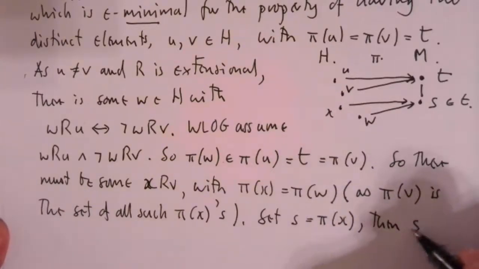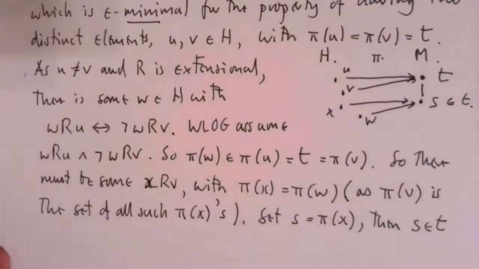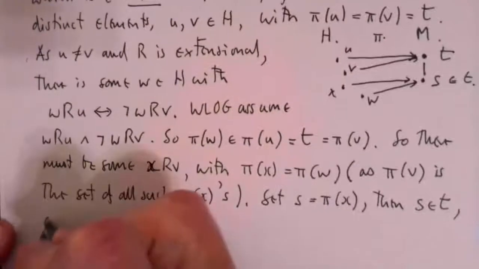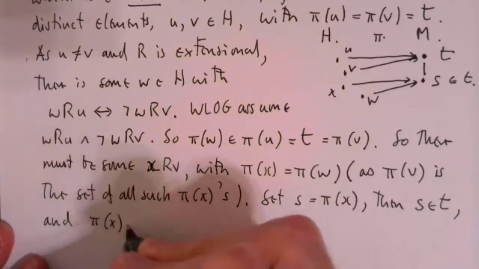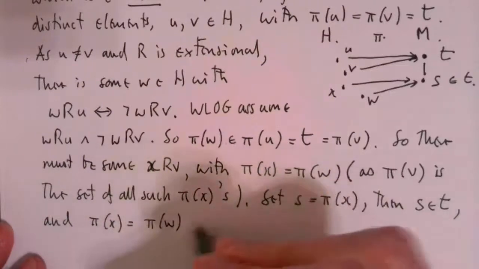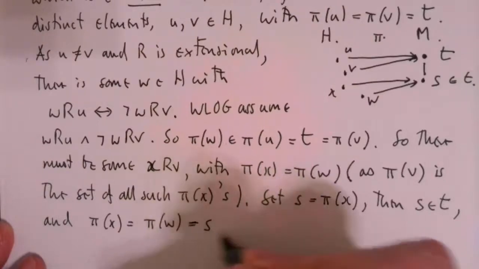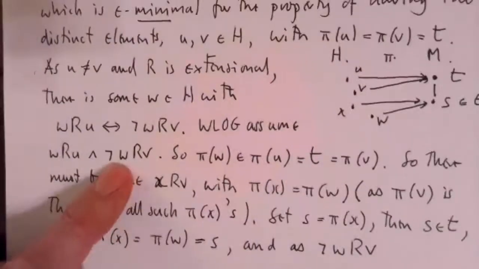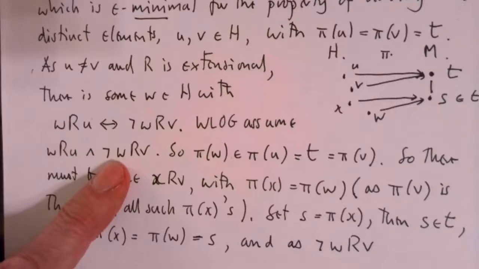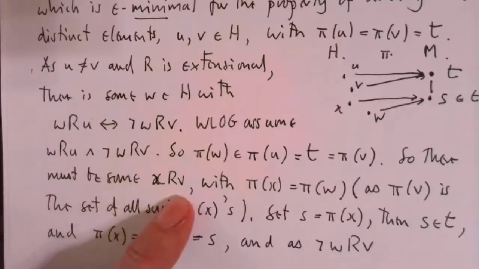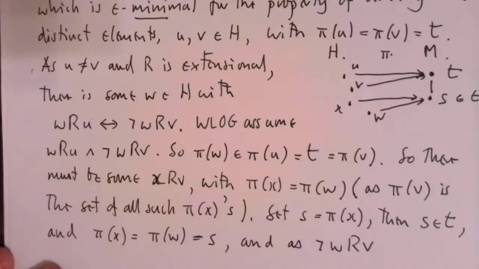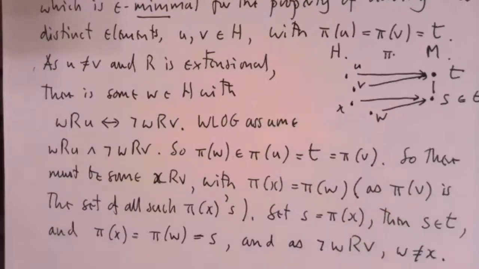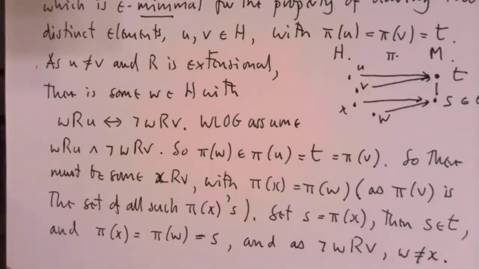Right. Then S is a member of T, right? Because I've got pi of X is this pi of W, which is in T. So S is a member of T here. Now I'm just writing out what we've got. Pi of X is pi of W here equals this S. And now I know that W is not below V. This was one of my assumptions over here. W is not below V, but X is below V. So I know that W is not X.